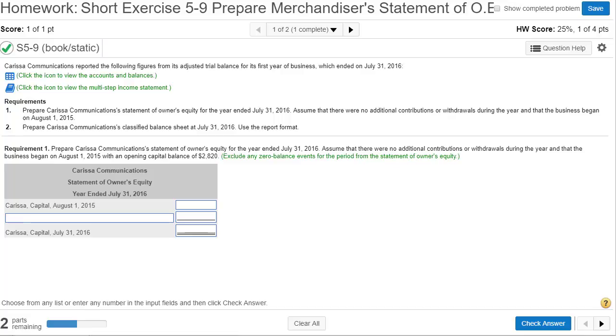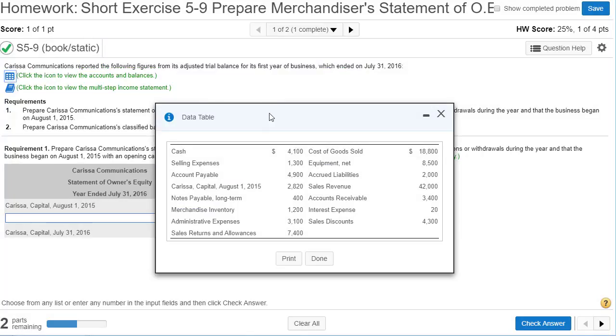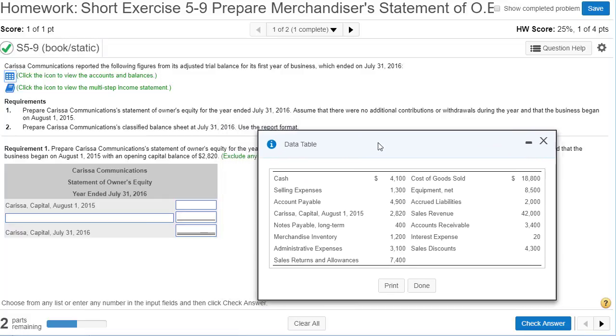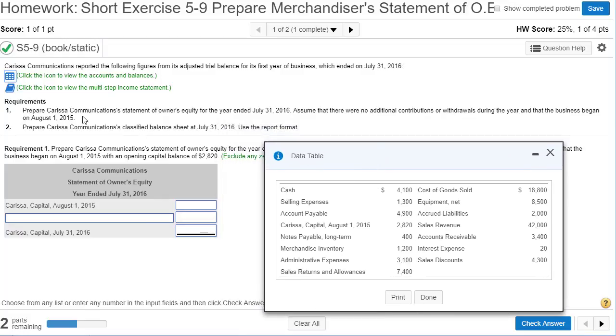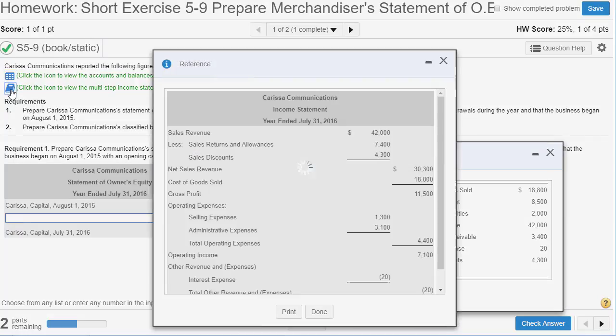Short exercise 5-9. We're going to prepare a merchandiser's statement of owner's equity and then the balance sheet. Carissa Communications reported the following figures from its adjusted trial balance for the first year of business, which ended on July 31st, 2016. Here are her accounts in random order, and then here's her income statement.